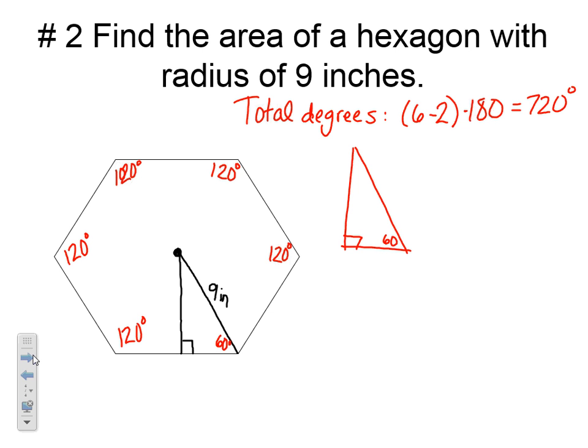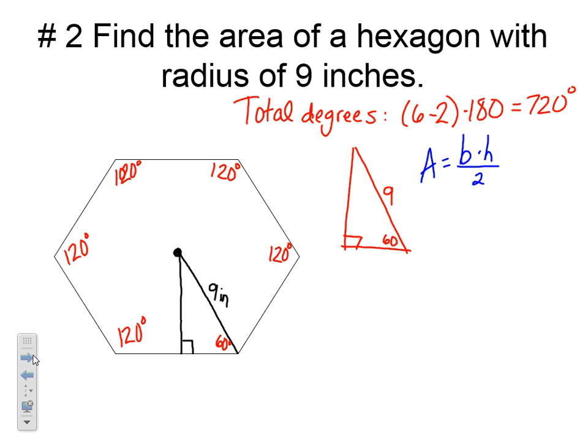60 here, 9 inches here. We need to use the area formula for a triangle, which is 1/2 base times height, or base times height divided by 2. Maybe I'll stick with that. Base times height divided by 2. And that will give me the area of that little triangle.